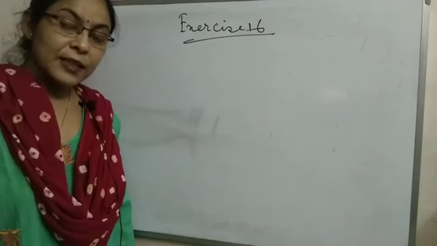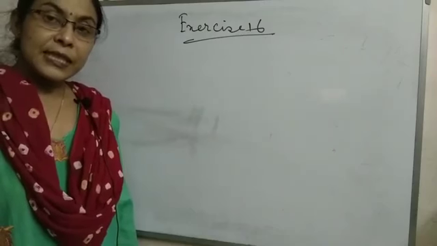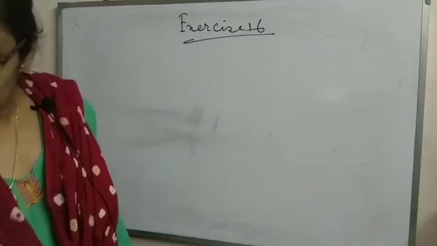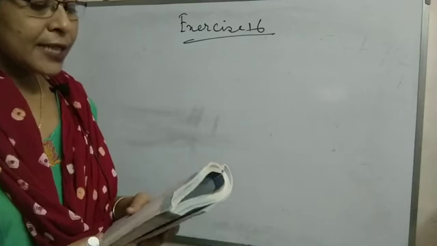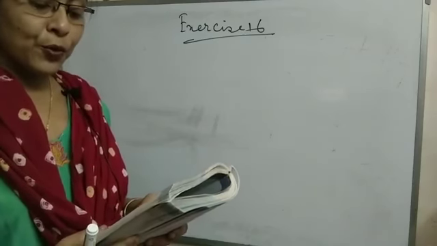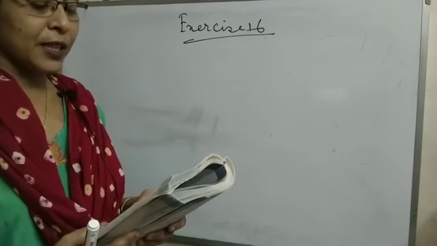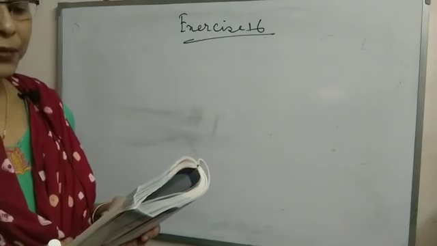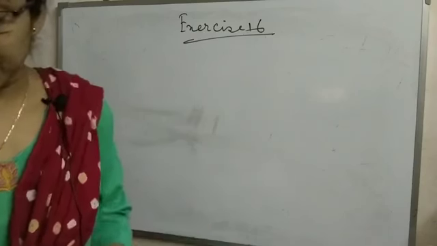Hello class 10. Let us continue the chapter right circular cone, exercise 16. I am going to sum number 2, that is, let us determine the volume of the cone when base area is 1.54 square meter and height is 2.4 meter. And the second one is the length of base diameter is 21 meter and slant height is 17.5 meter.